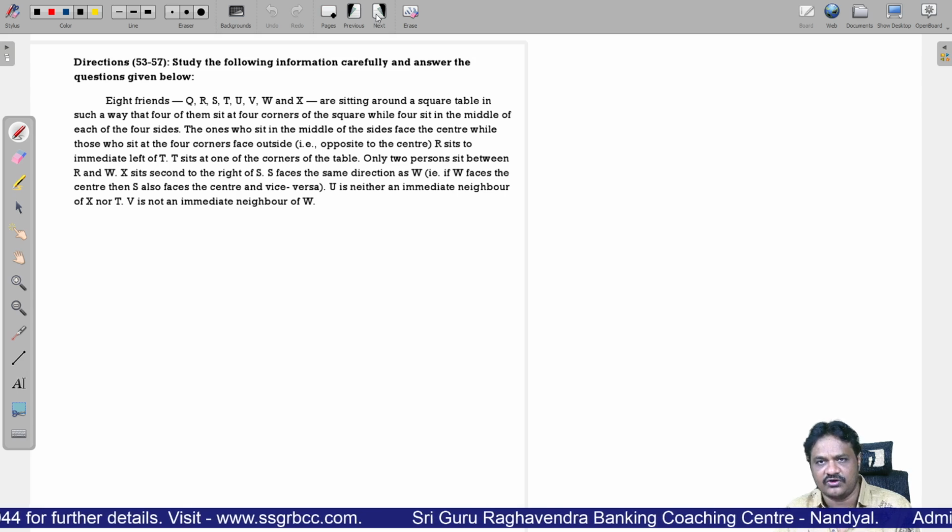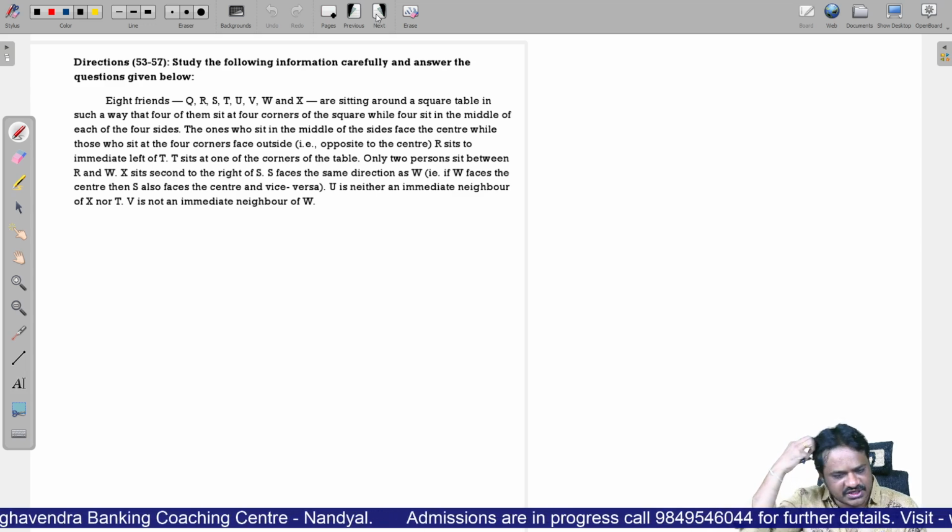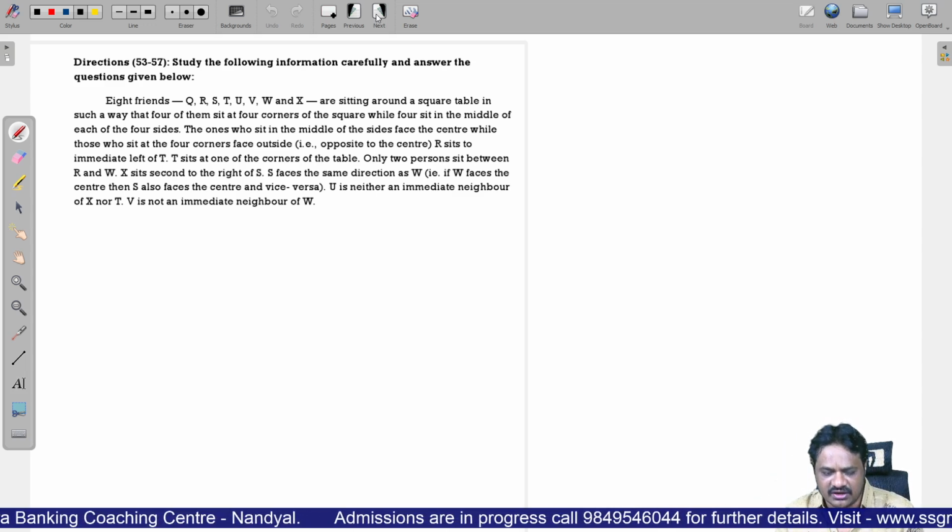Study the following information carefully, then answer the questions. 8 friends are sitting around a square table in such a way that 4 of them sit at 4 corners while 4 sit in the middle. The one who is sitting in the middle is facing to the center, while who are sitting in the corner, they are facing outside. R is to the immediate left of T. T sits at one of the corner.